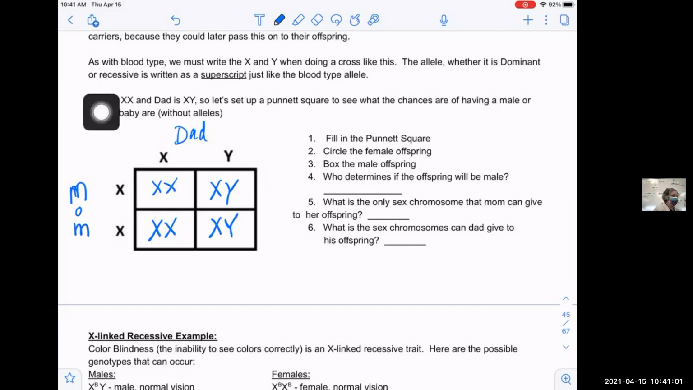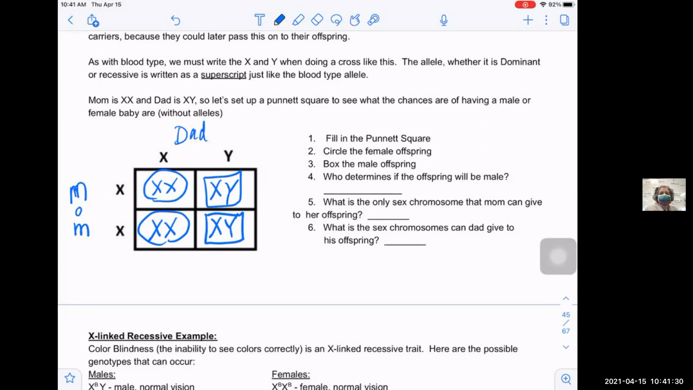So I want you to circle the female offspring. Circle the ones that are going to be female and put a box around the ones that are going to be males. So XX is a female, XY is a male. There's a reason I'm having you use circles and boxes, and we will talk about that more tomorrow.